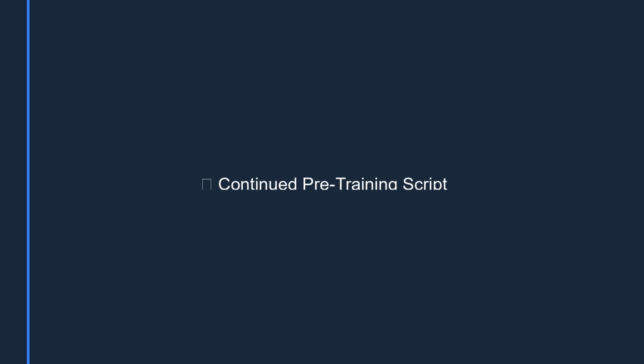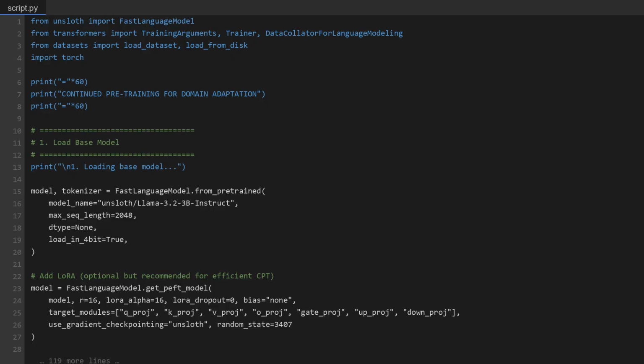Continued pre-training script. This is the full CPT script, and it brings together everything covered so far. It loads Llama-3.2-3B-Instruct in 4-bit precision using Unsloth's FastLanguageModel, then applies LoRA adapters to make training memory efficient on your P40s. The domain data is loaded from disk and tokenized for causal language modeling, next token prediction, no masking. The data collator is configured for causal LM specifically, which means the model learns to predict every token in sequence rather than filling in masked positions.